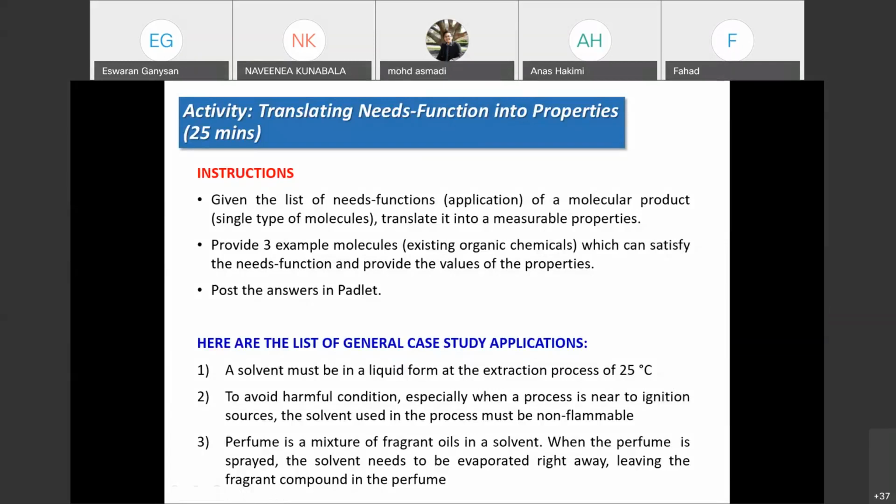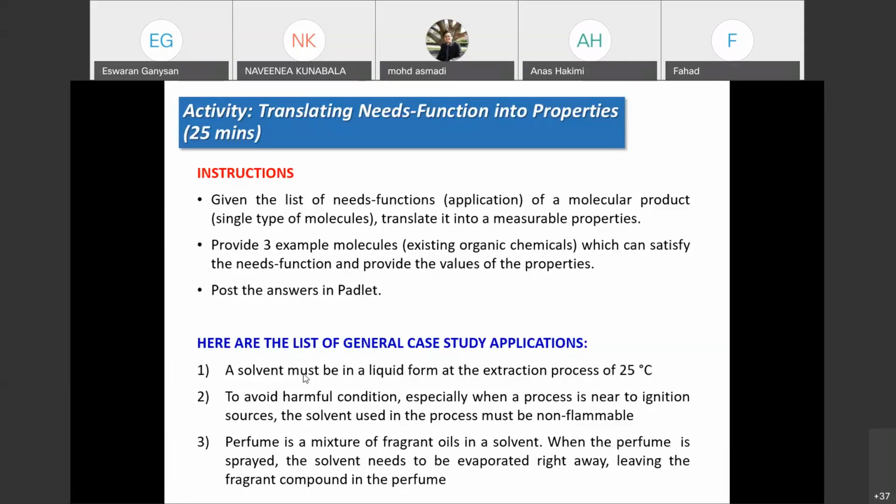Okay, provide three example molecules. Only three examples which can satisfy the needs function, and provide the value of the properties. Post the answer in the Padlet. Okay, here is the list of the general case study application. You have to base on this one.